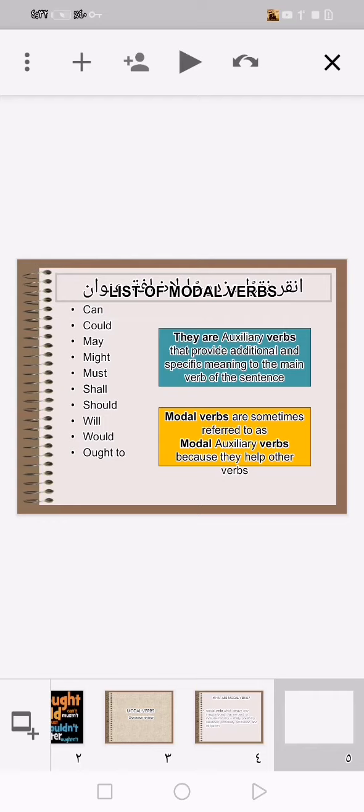So what are modal verbs? They are auxiliary verbs that provide additional and specific meaning to the main verb of the sentence. Modal verbs are sometimes referred to as modal auxiliary verbs because they help other verbs. يعني لماذا تم تسميتها modal auxiliary verbs? Because they help other verbs. تساعد الفعل الرئيسي. الـother verbs هنا شرح تكون الـmain verb.